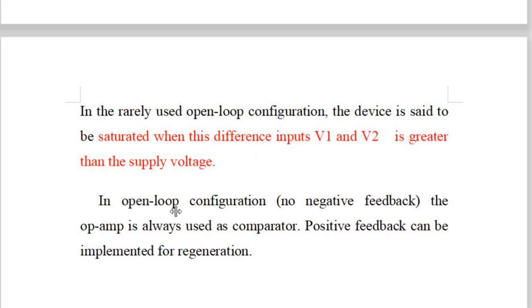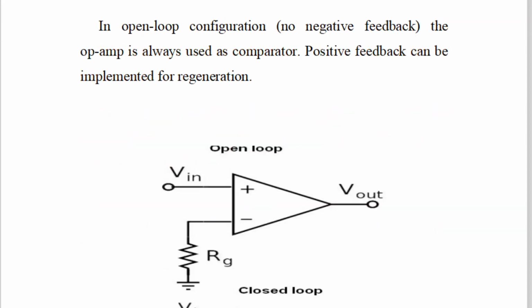In open loop configuration, there is no feedback. Open loop means what? No feedback. The output is not connected back to the input. The op-amp is always used as a comparator. So this is the important thing to be noted.